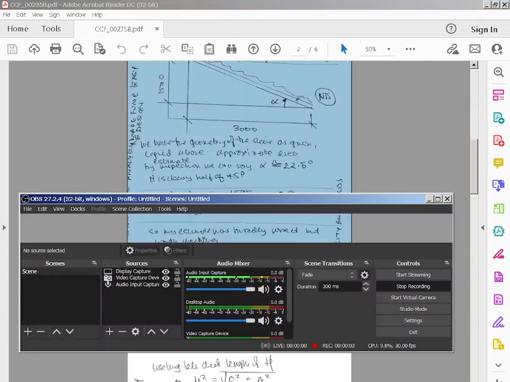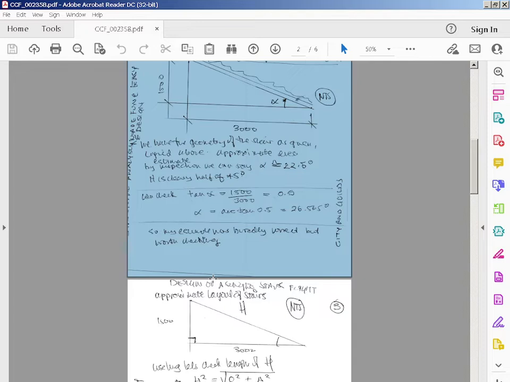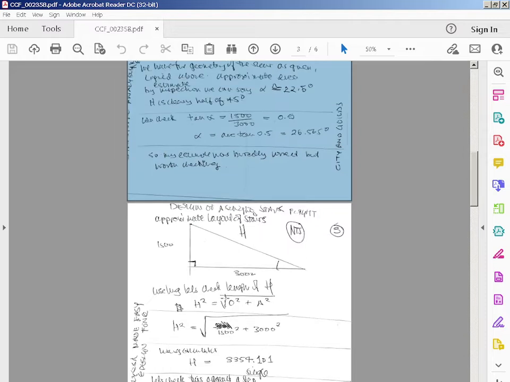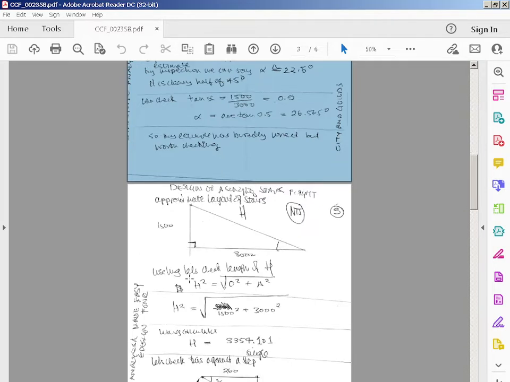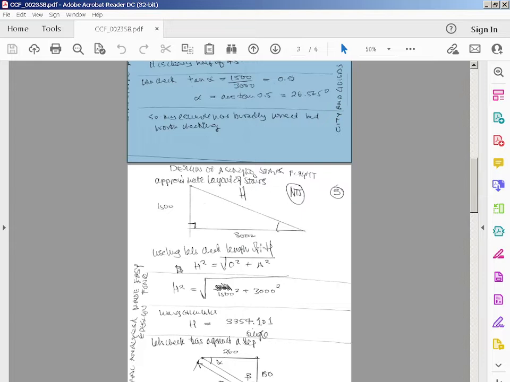Oh yeah, so this is part 3 now. So my equation was broadly correct but worth checking. So the approximate layout of the stairs, we want to find h, which is the length of the span, the length of the diagonal of the stairs. So using trigonometry, check the length of h.